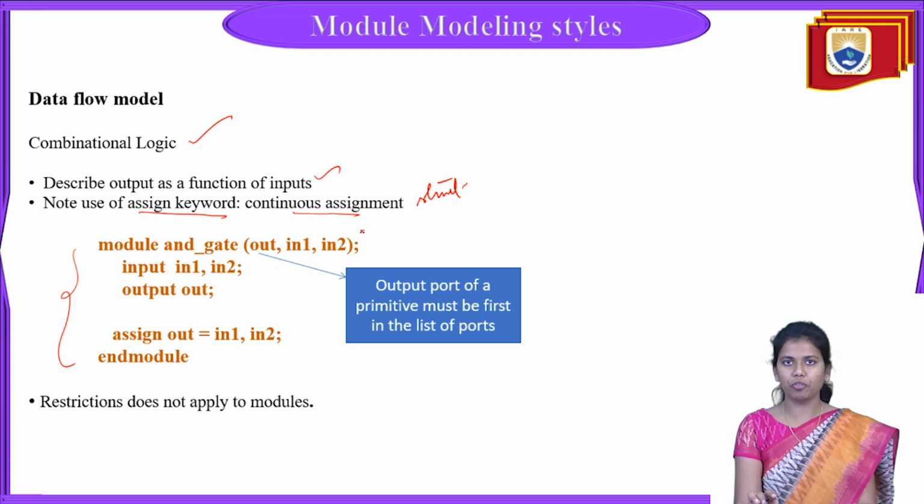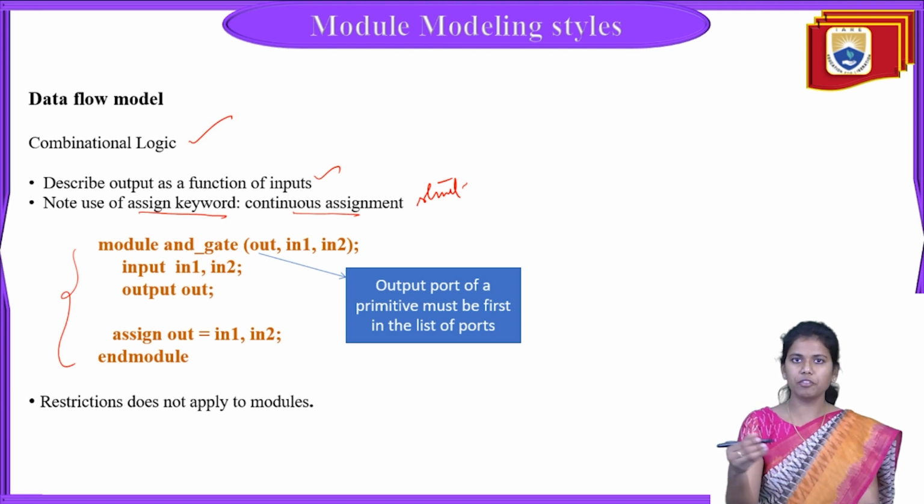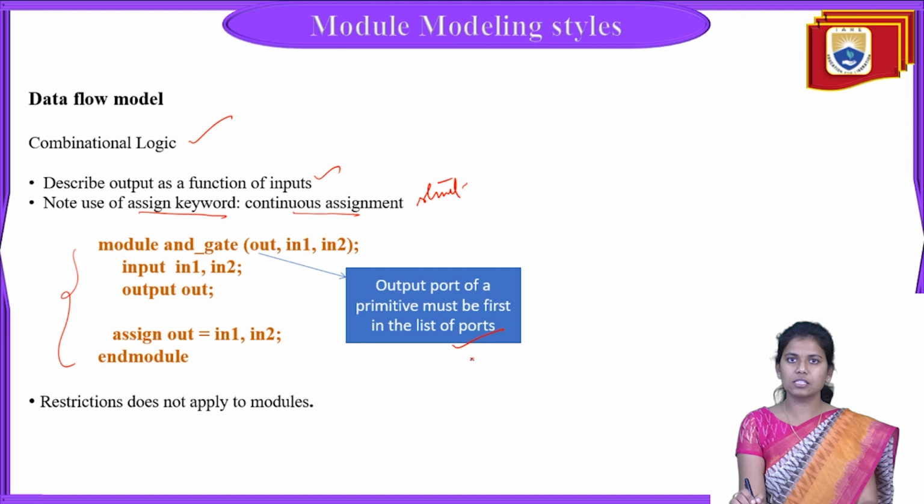As I said before, the declaration of the port list should contain input ports, output ports and in-out ports. The output port should come first, followed by the input ports. So the output port of a primitive must be the first in the port list, isn't it? This is an important point when you are writing the syntax. Always remember the output port should come first, then followed by the input port.